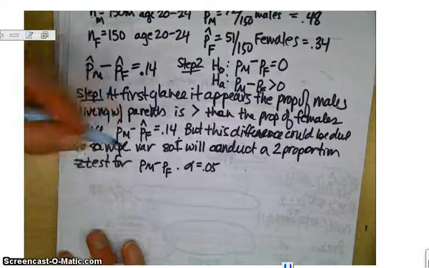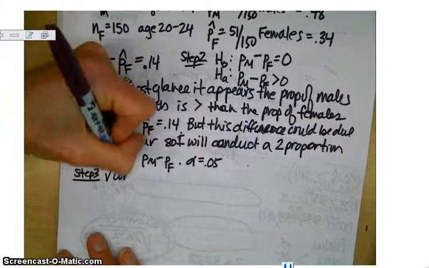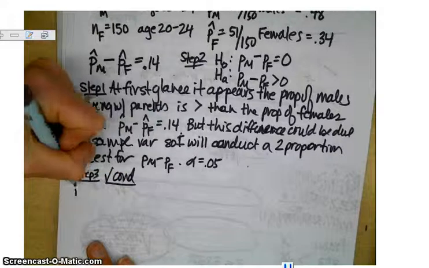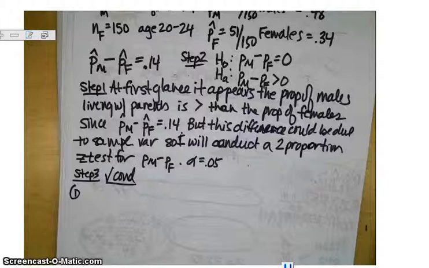Okay, so now what do we have to do in step 3? Very good. Step 3, check your conditions. So condition 1, was it a random sample? No, it wasn't.